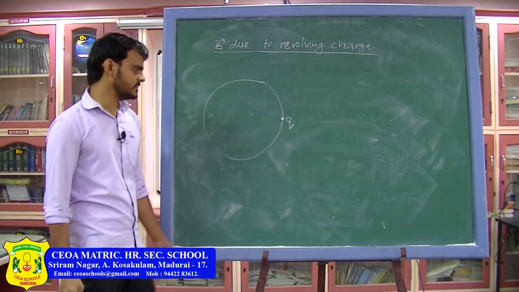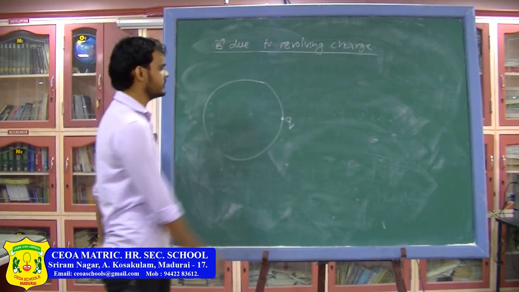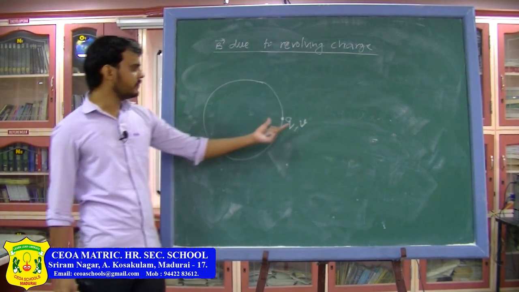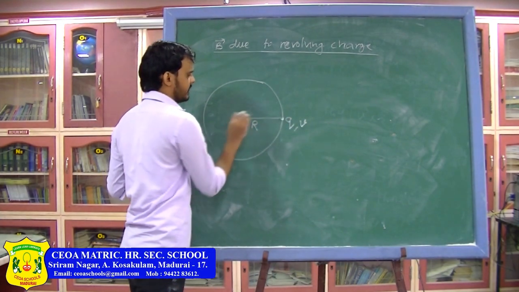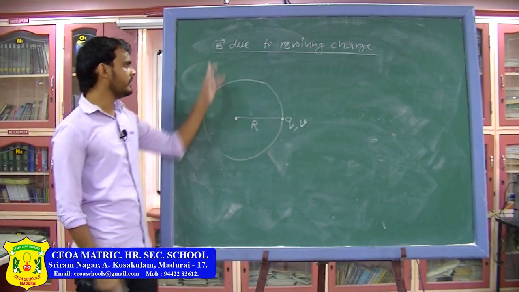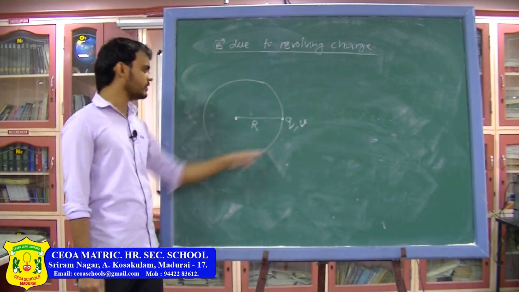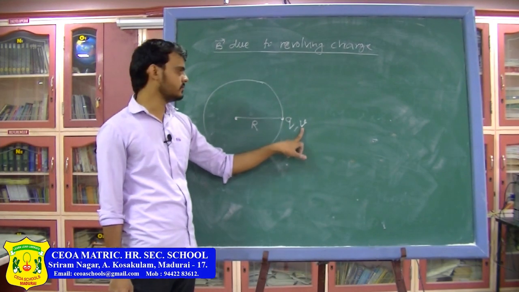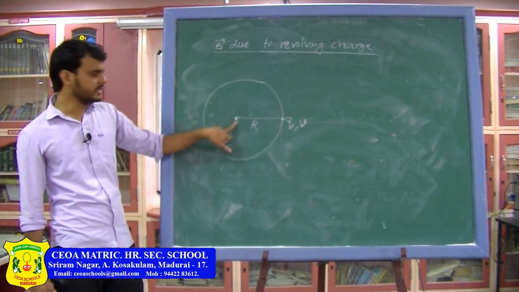Suppose there is a charge q and it is moving in a circle doing uniform circular motion, so the speed of the charge is v. And we have to find the magnetic field at the center of the circle, and the radius of the circle is capital R. Again we are finding the magnetic field due to a revolving charge. A charge is moving on a circle with speed v. So you can say the magnitude of velocity is constant but direction is changing, and you want to find the magnetic field at the center of this.